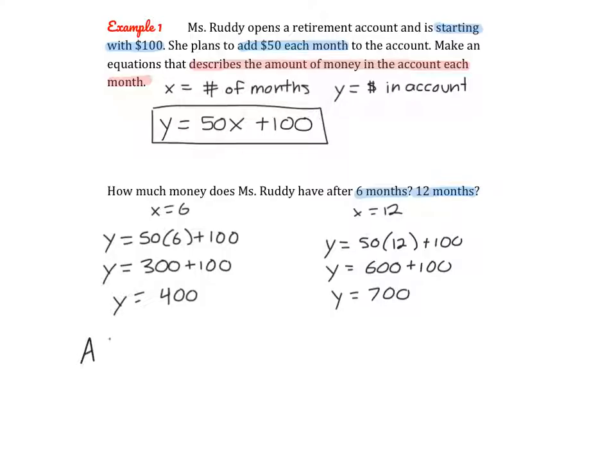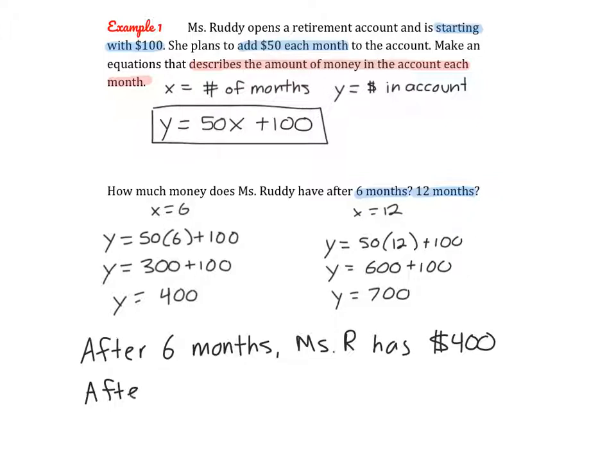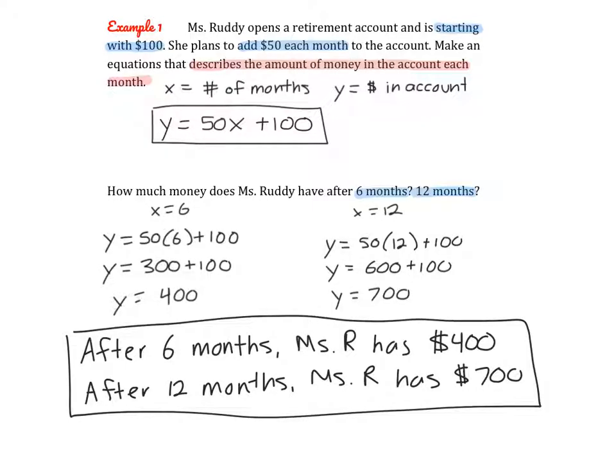We're going to start with after 6 months, Miss Ready has $400. So this is the kind of complete sentence I would expect. Let's answer that second part. How much money does Miss Ready have after 12 months? So we can say after 12 months, Miss Ready has $700. And this is going to be our final answer.